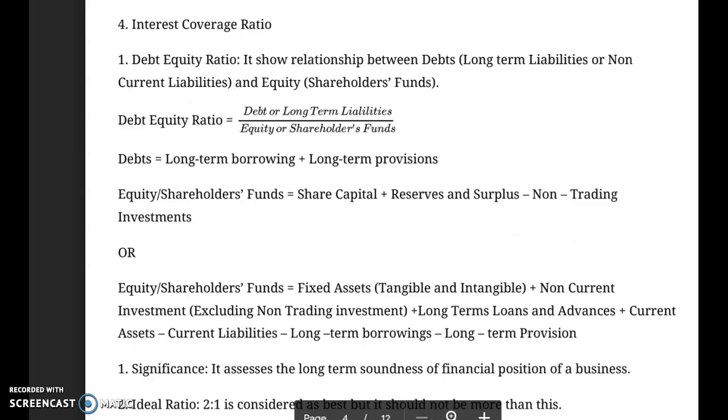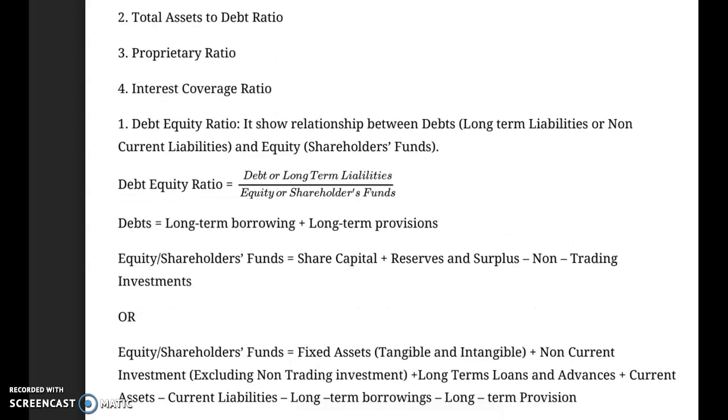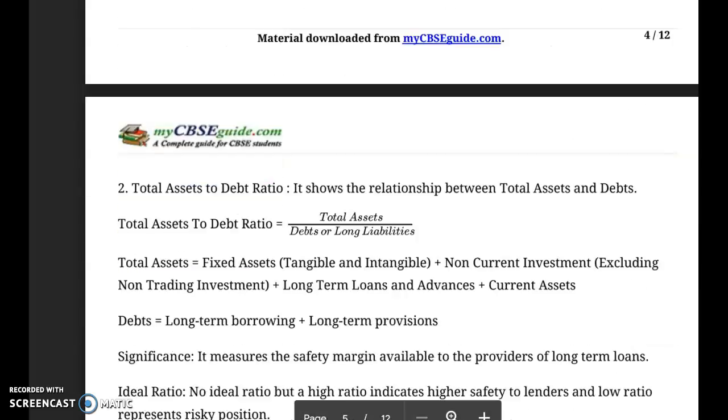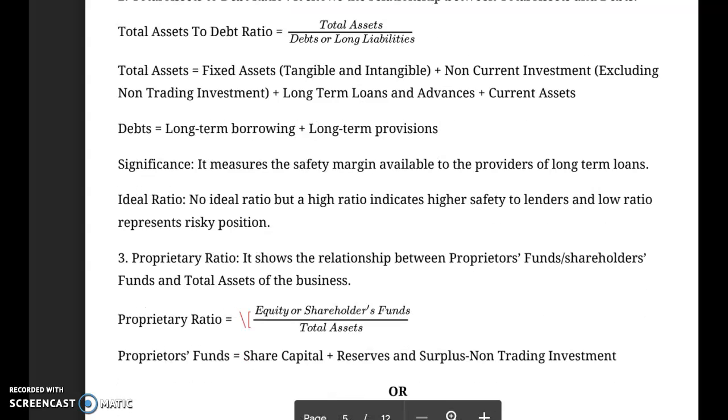Now we will learn how to calculate the third ratio, the proprietary ratio. As the name itself says, it is the ratio which is calculated with reference to the proprietors' fund. Proprietors' fund here, with reference to companies, is the equity or shareholders' fund. This ratio is a combination of the first and the second ratio, that is the debt equity ratio and the total asset to debt ratio.